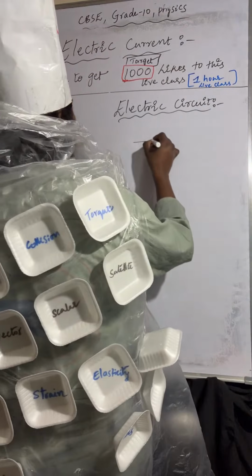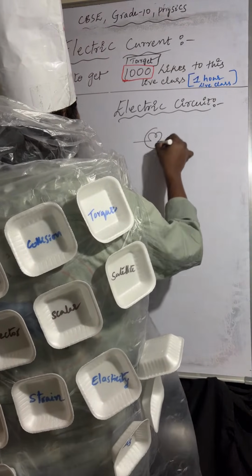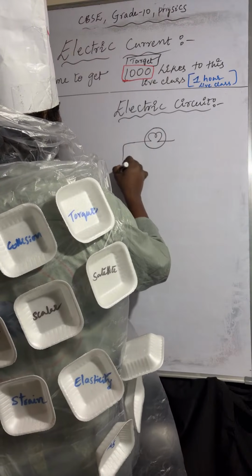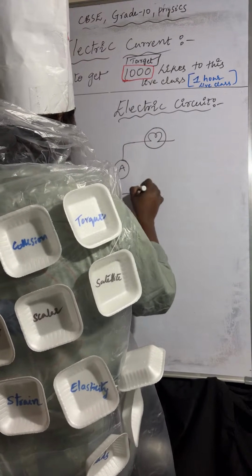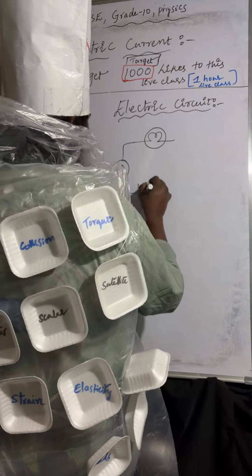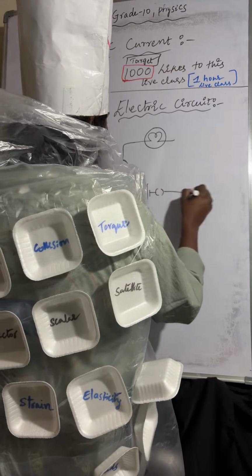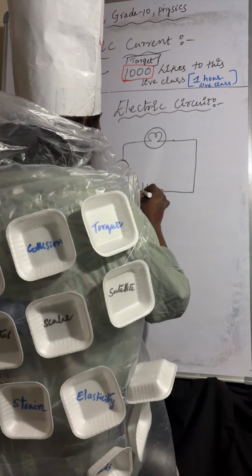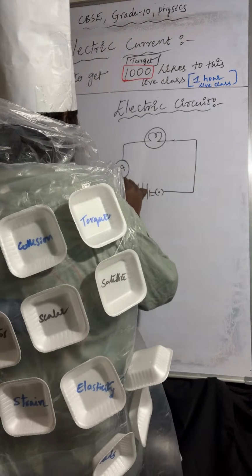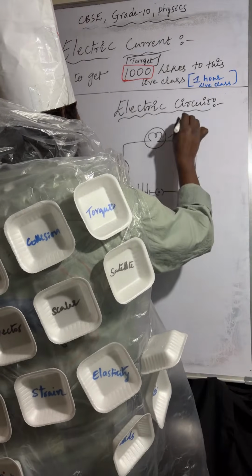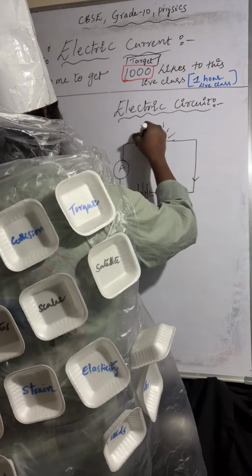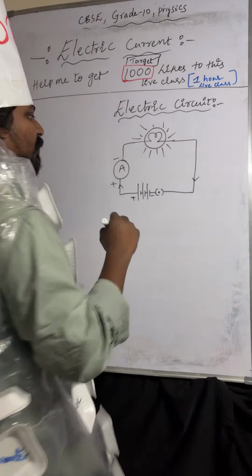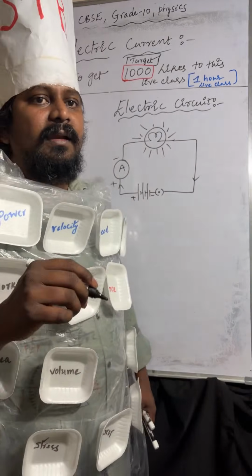So I am taking a bulb. And the next one, I am connecting the ammeter. Next one, I am connecting the battery and switch. Here I am considering the positive terminal and negative terminal, and the current is flowing like this, through the ammeter.